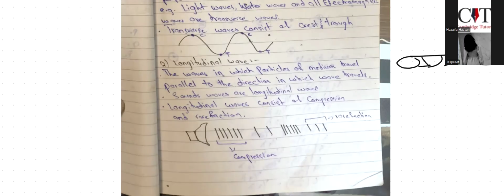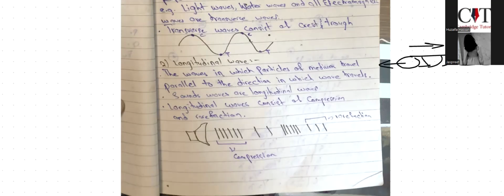Okay, so if you stretch the spring from both sides, you apply the force here and you apply the force here, and then you leave the spring. What will happen? The spring will move right and left. Yes or no? Yeah. So yes, it is the example of a longitudinal wave.